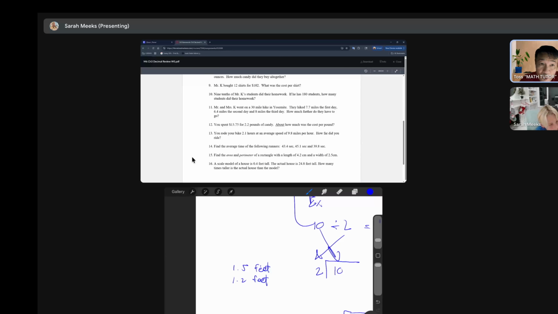Anyway, it could be from another problem, and instead of 0.4, it might have been 1.4. So your teacher might have tweaked the numbers from the original. Anyway, okay, the actual house is 24.8 feet tall. How many times taller is the actual house? Okay, what did you do? I bet you got it.